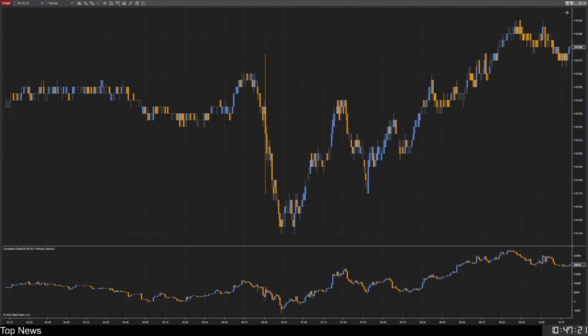Okay, so how do we use cumulative delta in our trading? The naive approach is to simply look at which way cumulative delta is moving and assume that price will continue to move in that direction. So here we saw a little bit of a move down, and you say, oh, so does that mean that it's going to turn around? But no, that is not what happened.